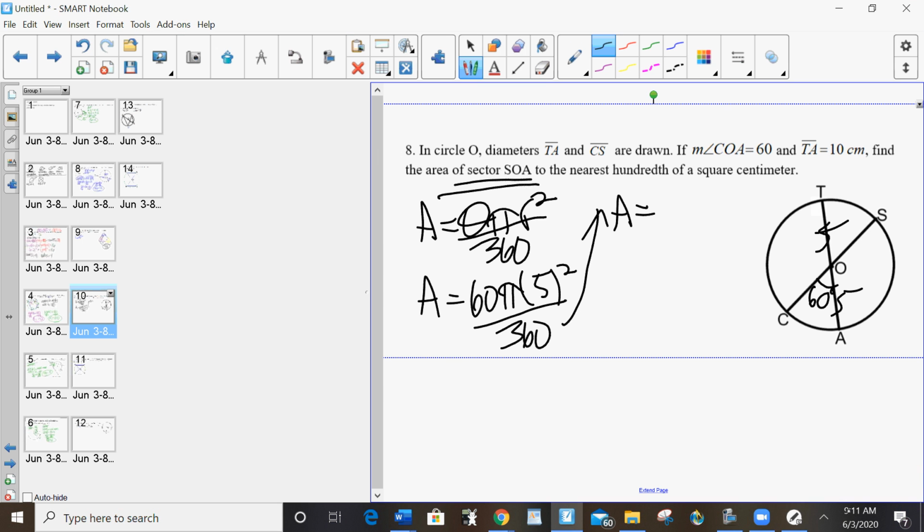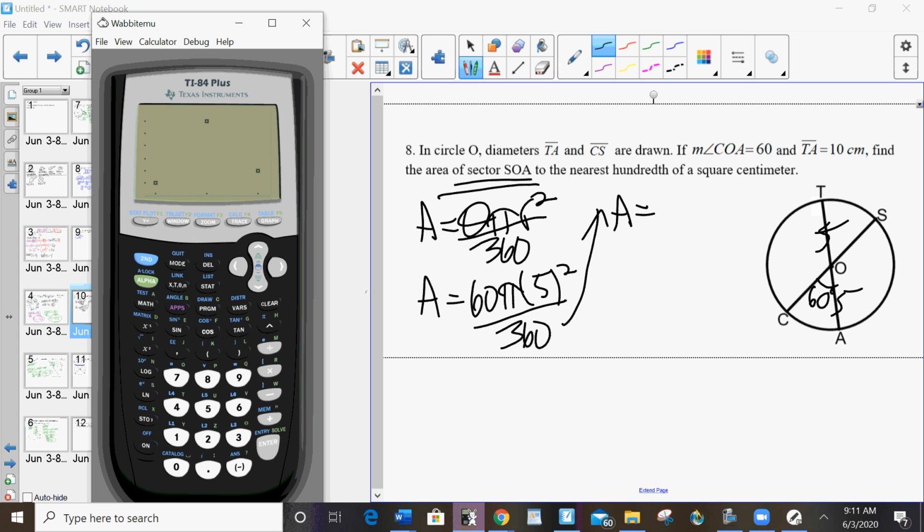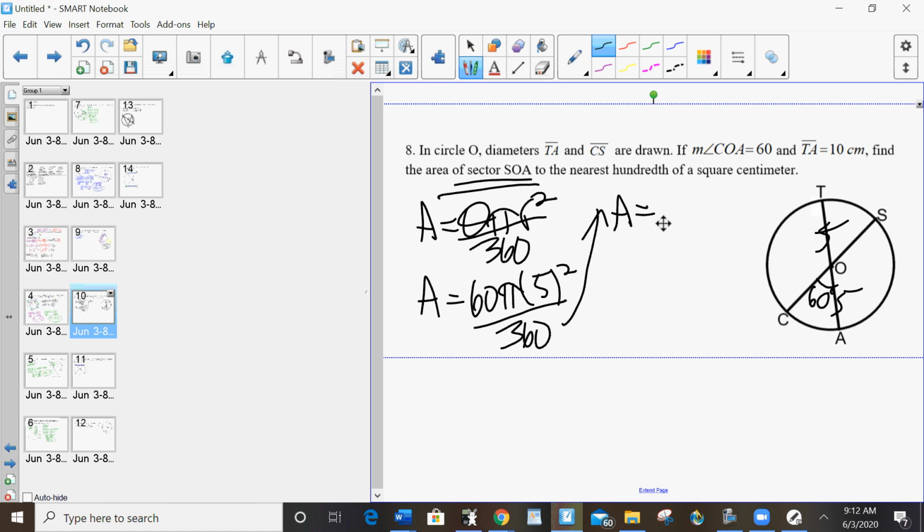So now I can just go to my calculator. It wants it to the nearest hundredth, so I will type pi in. Alpha y equals enter. 60 pi 5 squared over 360 to the nearest hundredth is 13.09. So if it asks or deals with area of a sector, then you use the area of a sector formula.